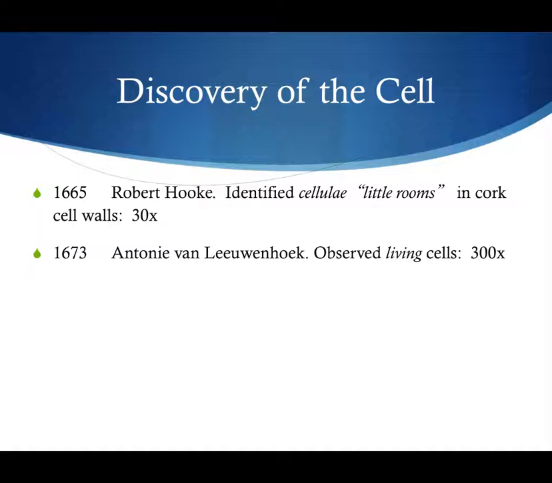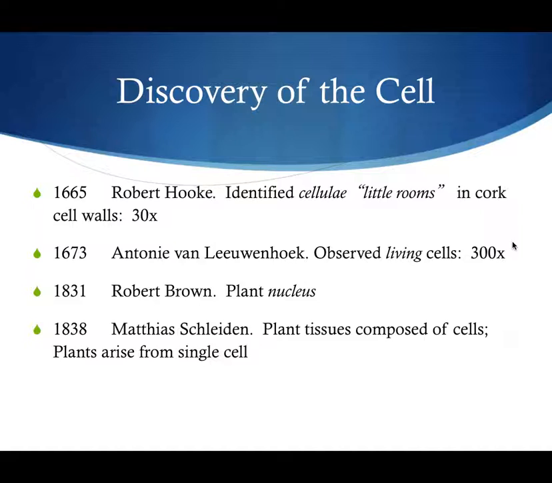In 1673, Van Leeuwenhoek was able to observe living cells in samples such as pond water with microscopes that he created, which had varying magnifications upwards of 300x. In 1831, Robert Brown was able to not only view individual cells in plants, but able to name the nucleus.